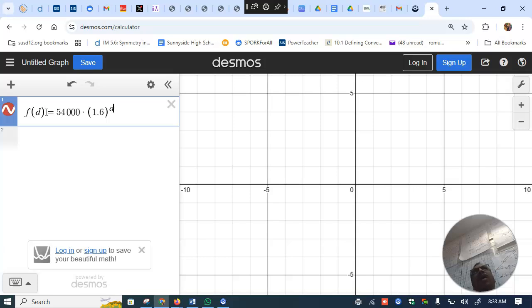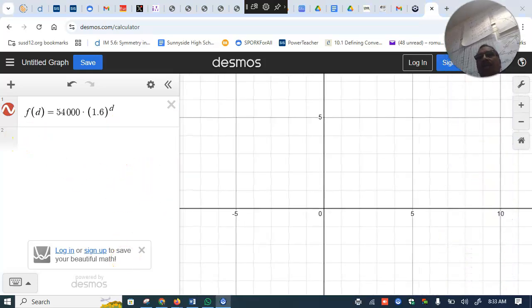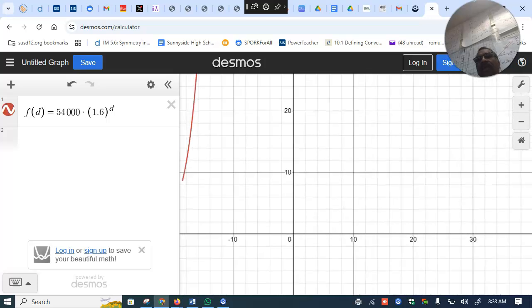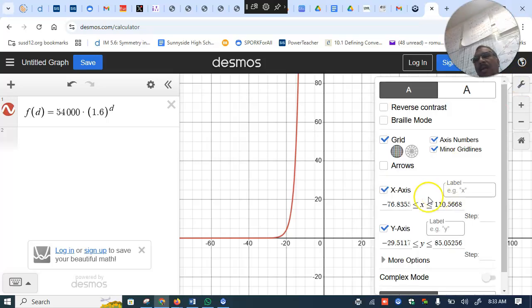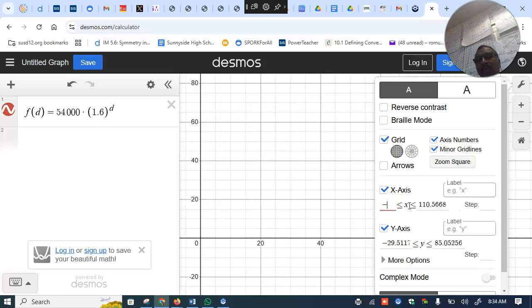You can't see this because we need to have a 54,000. So there's a 54,000, so we have to change this whole thing. You can zoom out also. It doesn't look right, so we have to go to the settings. Let's change this to 0, take this off. I'll put -1 there.